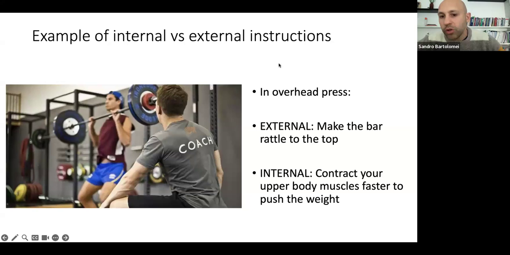Of course, in order to use an external kind of instruction, the individual should already be able to have a good technique in the exercise.